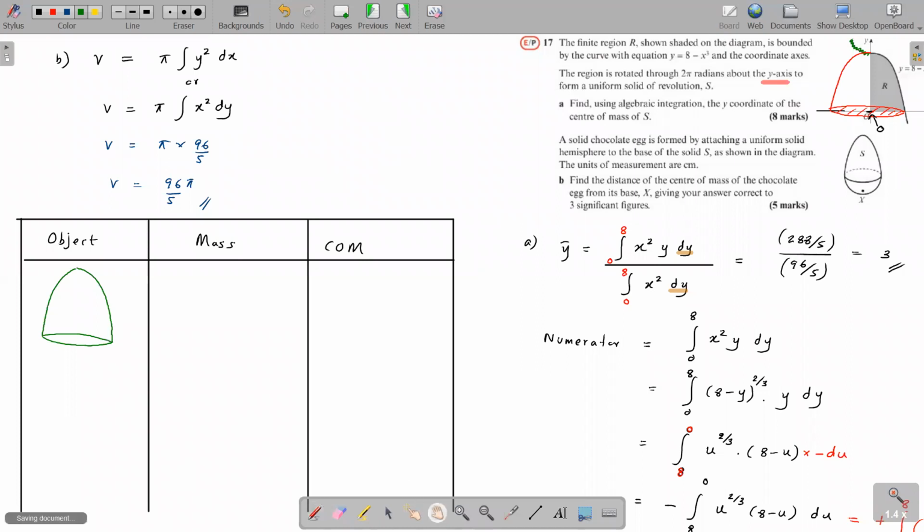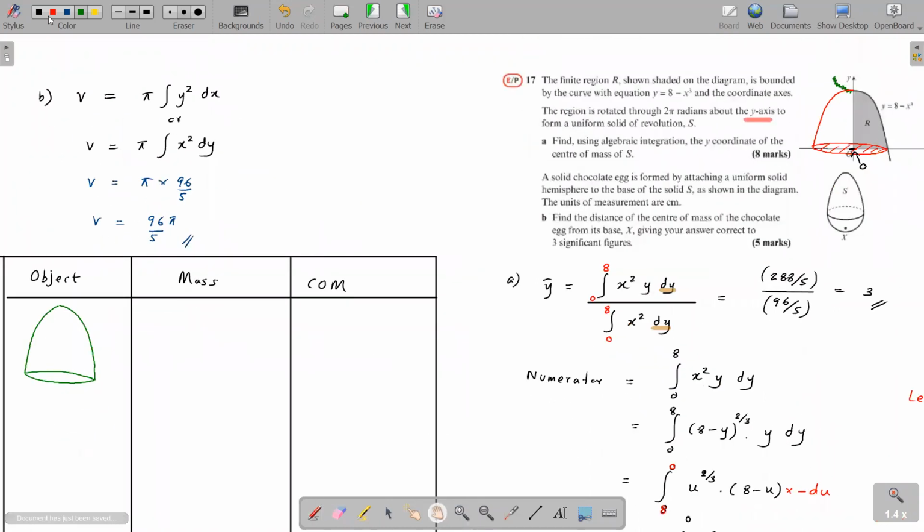Okay, so let rho be the density. Okay, so rho is the density or mass per unit volume. So then we can get the mass: 96 over 5 pi times rho. That's it. Just multiply by the rho. Volume, when you multiply with rho, you immediately get the mass. All right, guys.